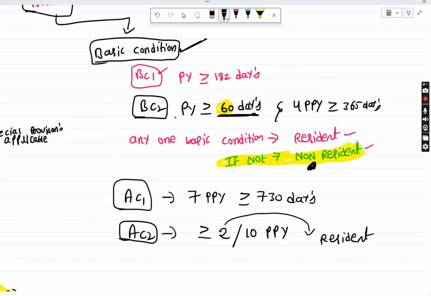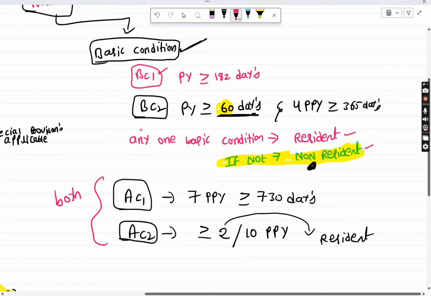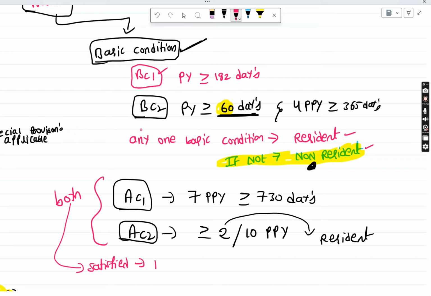So if you satisfy both additional conditions, both, then he will be called as resident and ordinary resident. If not, then he will be called as resident, not ordinary resident. Understood? Yes, sir. Okay.